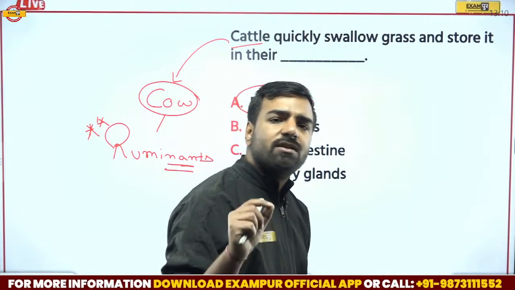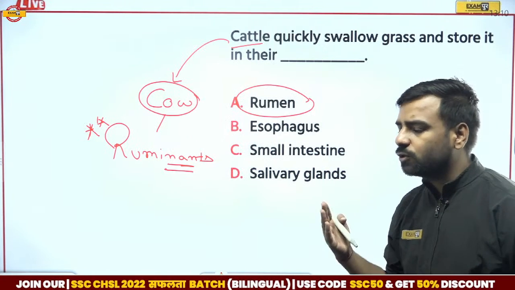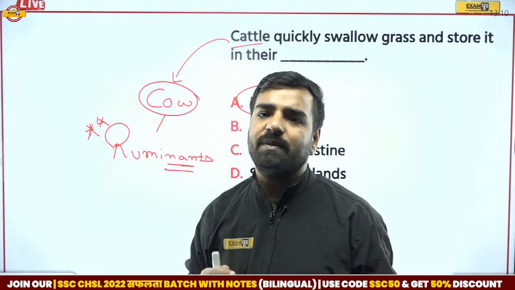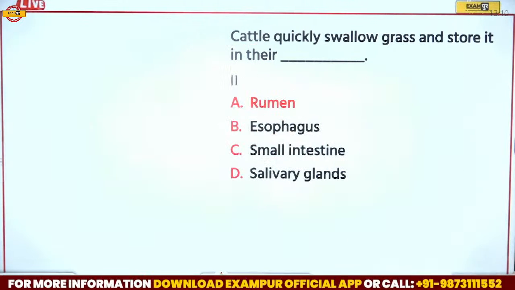Basically, its work is to generate saliva. And I've already told you the use of saliva, that is to provide lubricacy. Apart from that, to kill those microorganisms which might be present. Okay, so let's move forward now.